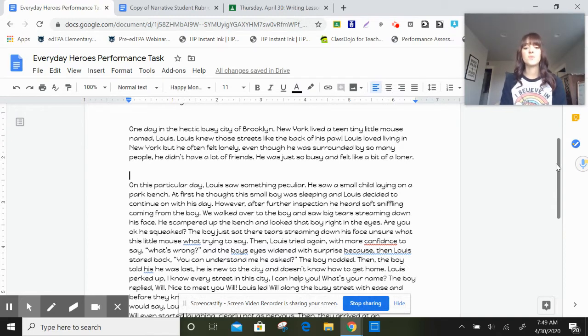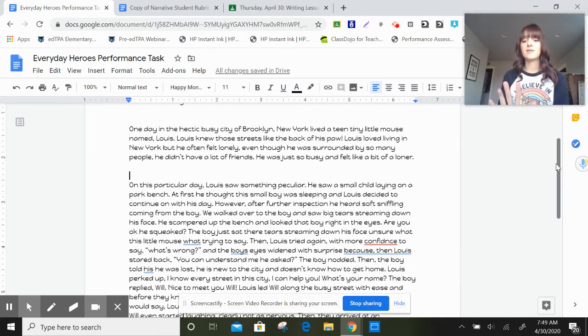And the boy's eyes widened with surprise because then Lewis stared back. "You can understand me?" he asked. The boy nodded. Then the boy told him he was lost. He is new to the city and doesn't know how to get home. Lewis perked up. "I know every street in the city."